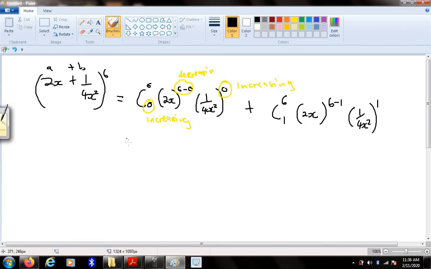Right, I'm just going to do all the terms, because in this one I'm trying to show you how you can use the binomial theorem in general, and then we'll zoom in to the one that's required by the question, which is the term independent of x.